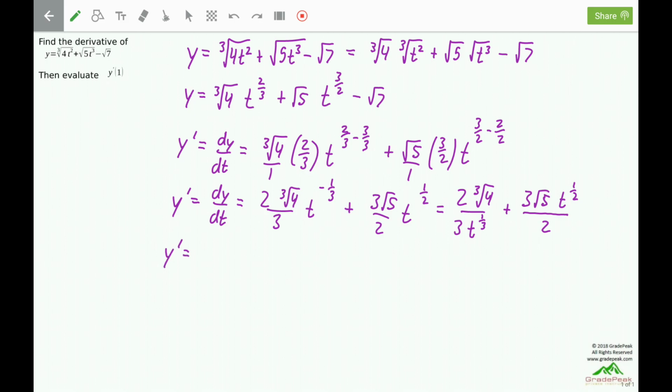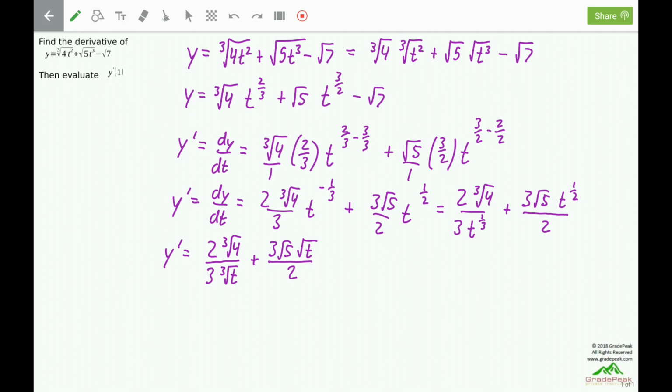And one more step, we can write this as 2 cubed root of 4 over 3, and t to the 1/3 is the cubed root of t to the first power, cubed root of t, plus 3 root 5, t to the 1/2 is the square root of t to the first power, or just square root of t, and then all of that over 2.